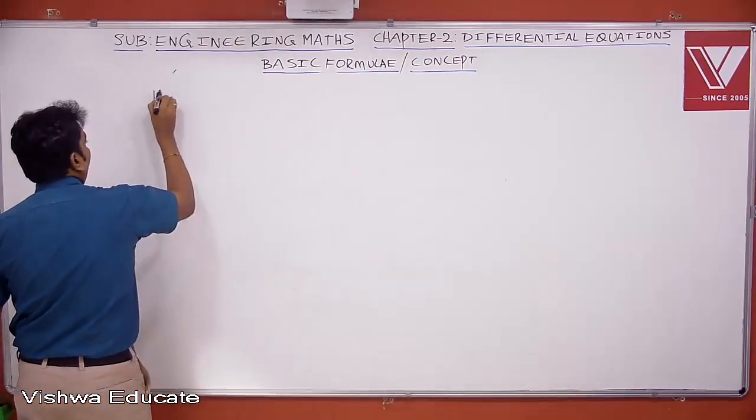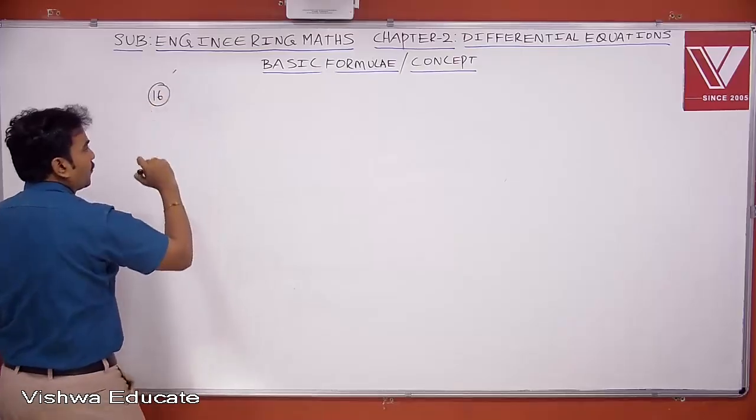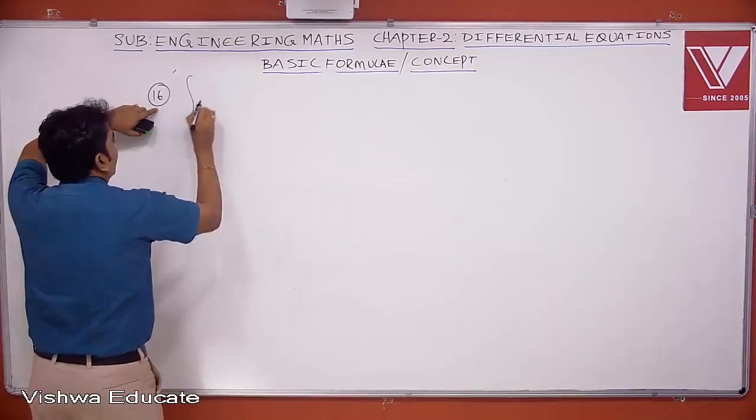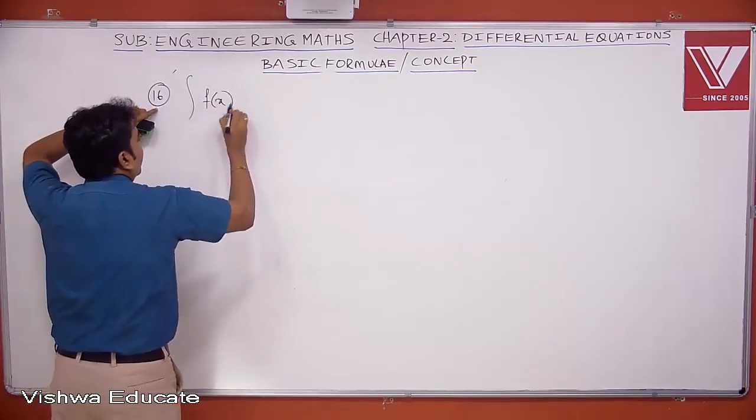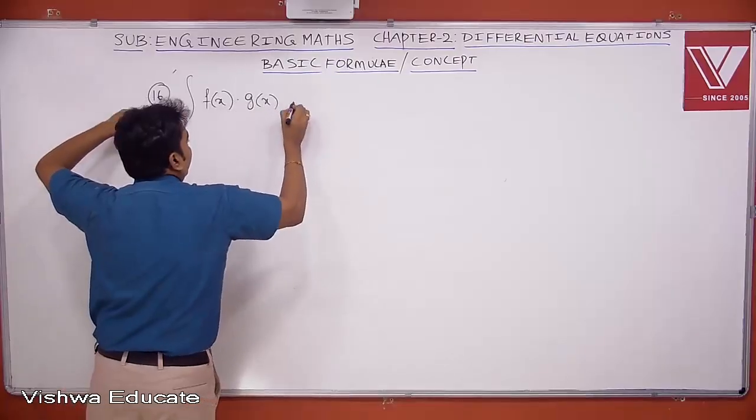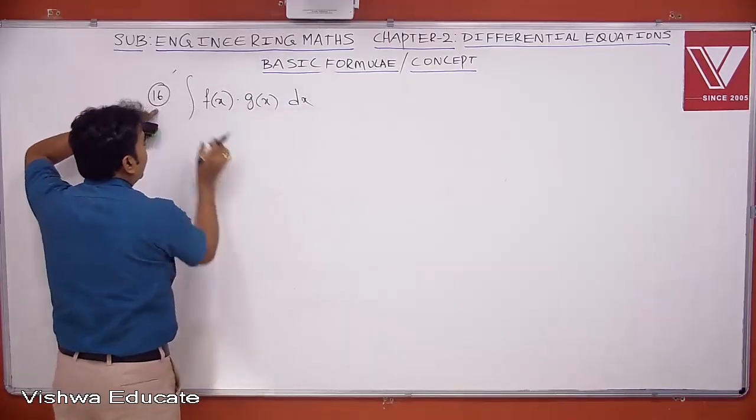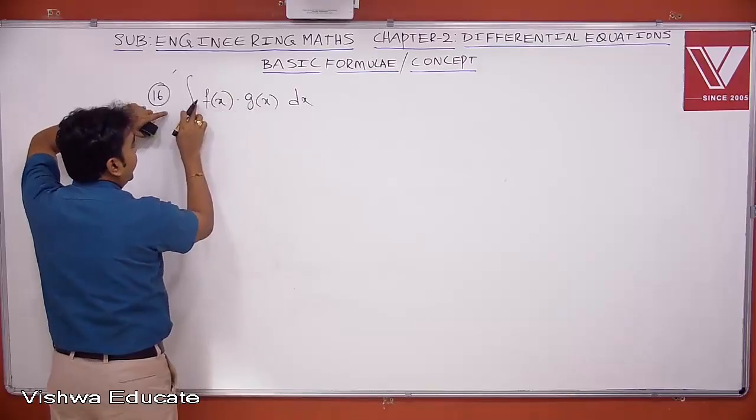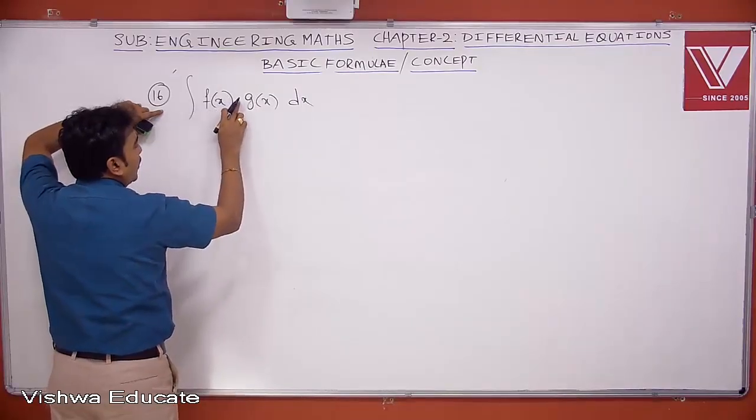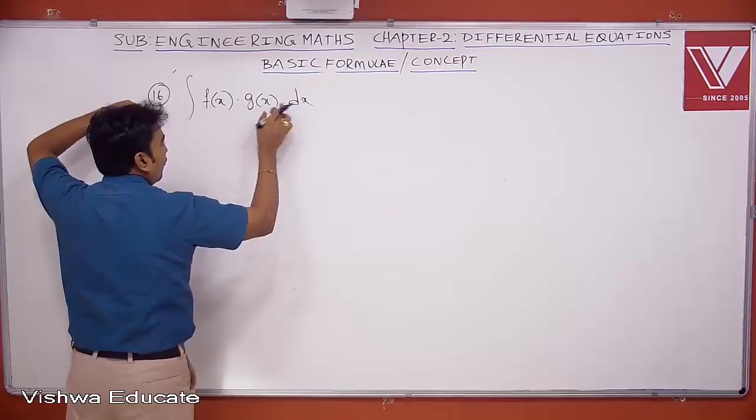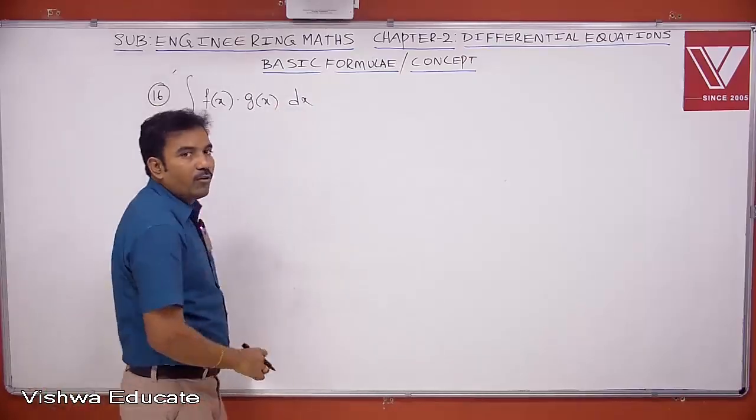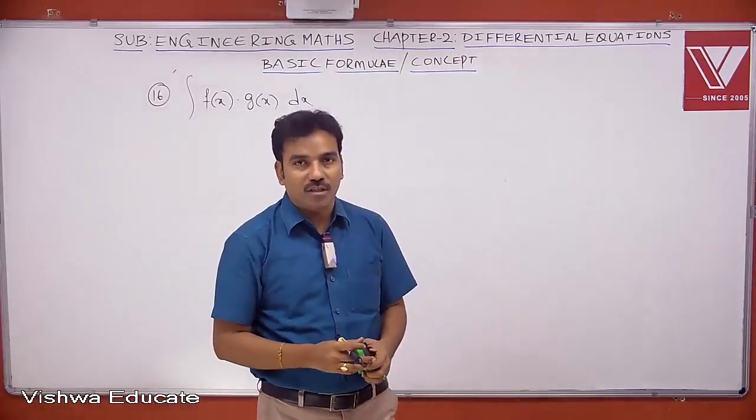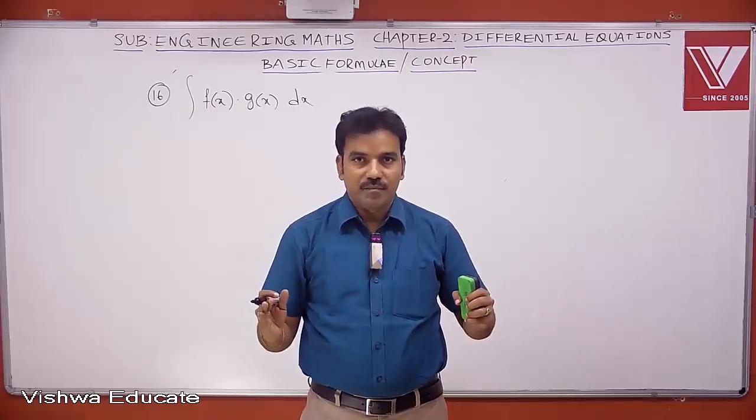Now let us discuss formula number 16. In fact, this is last formula in integration. So this is integral f of x into g of x dx, integral of product of two functions. In the last session we have seen integral k1 into f of x plus or minus k2 into g of x dx. So when you have plus or minus symbols between two functions, you can split the integration.